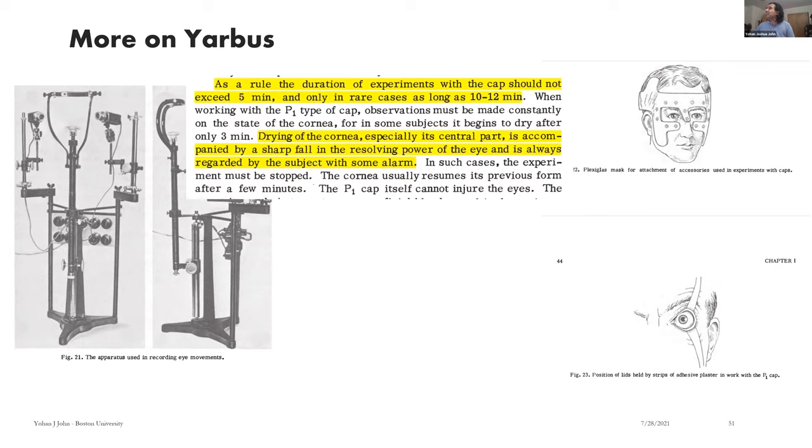And I love this bit. As a rule, the duration of experiments with the cap should not exceed 5 minutes, and only in rare cases as long as 10 to 12. Drying of the cornea, especially its central part, is accompanied by a sharp fall in the resolving power of the eye and is always regarded by the subject with some alarm. In such cases, the experiment must be stopped. Cornea usually resumes its previous form after a few minutes. And then later on, he says that if the irritation happens sooner, then the subject is not a suitable subject. That's good. Blame the subject.